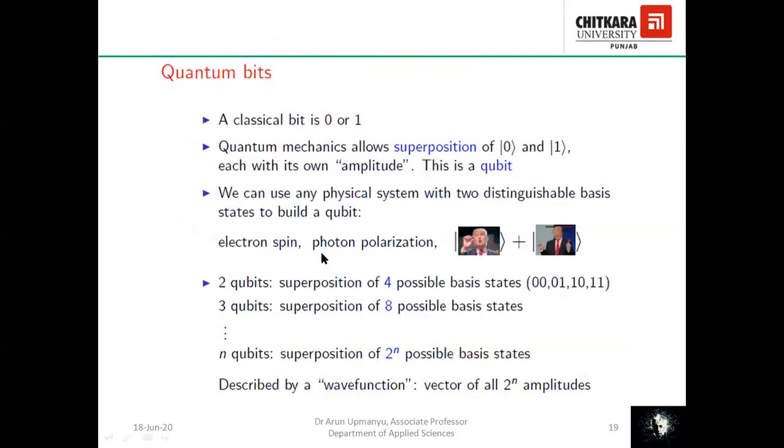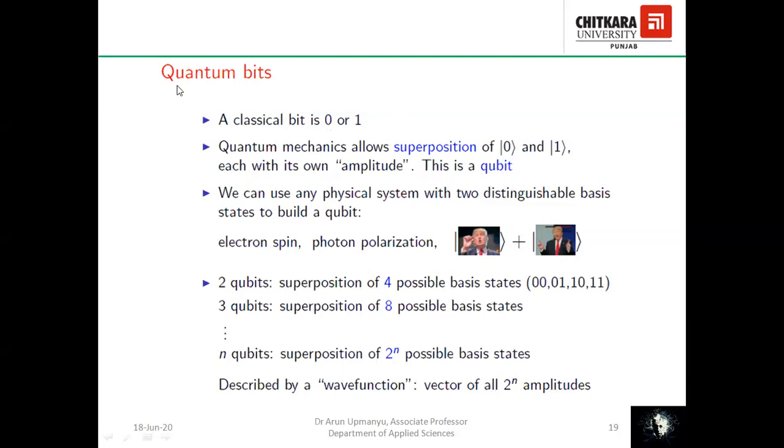How? A classical bit is 0 or 1. In quantum mechanics, because of superposition, we are basically dealing with the wave function, and wave functions can be superimposed. So in this sense, in quantum mechanics, you can superimpose these values. These are basically written in ket notation. You can superimpose this wave function, maybe in terms of amplitude, and this is called a qubit.